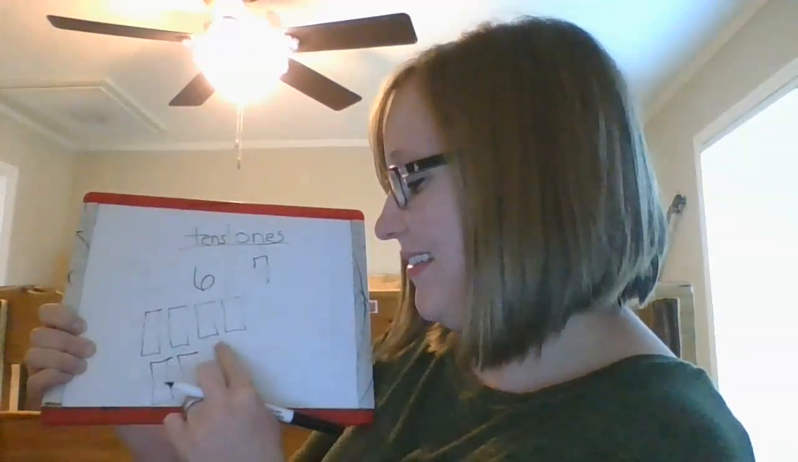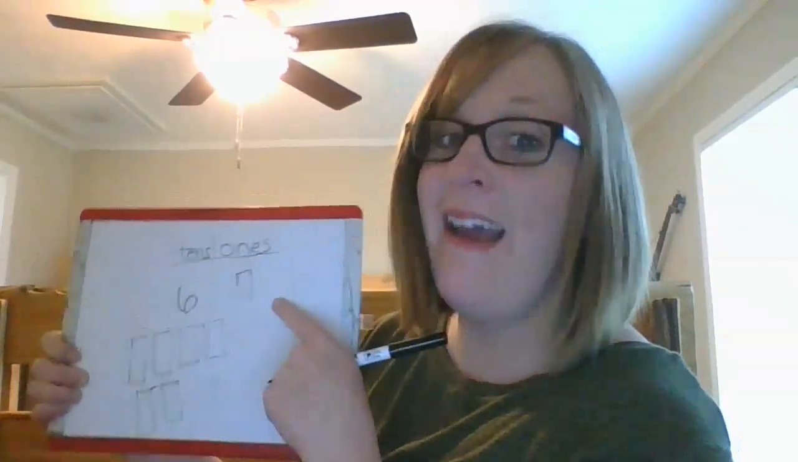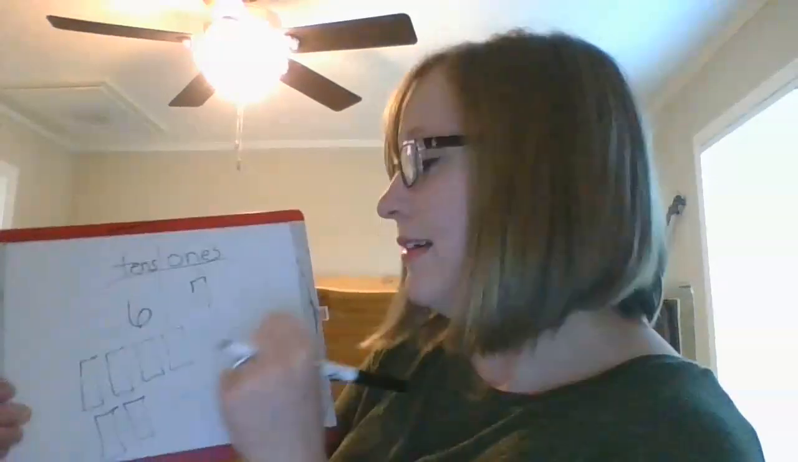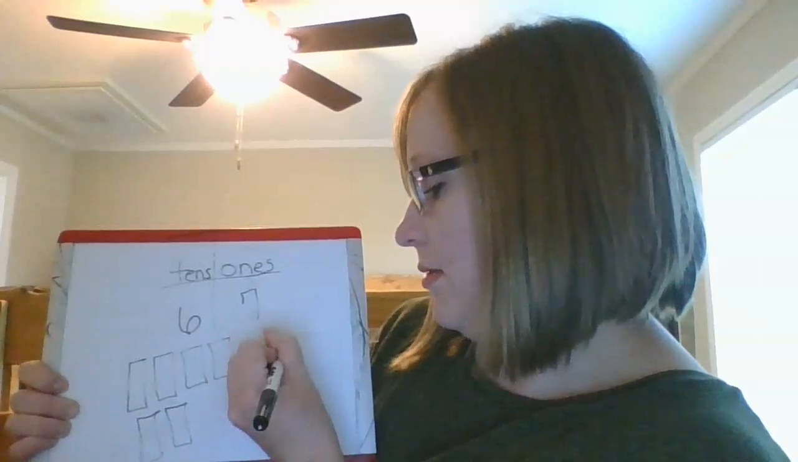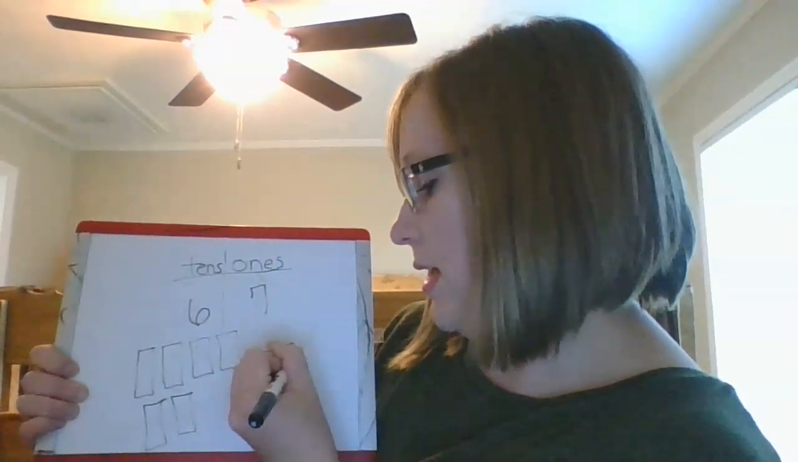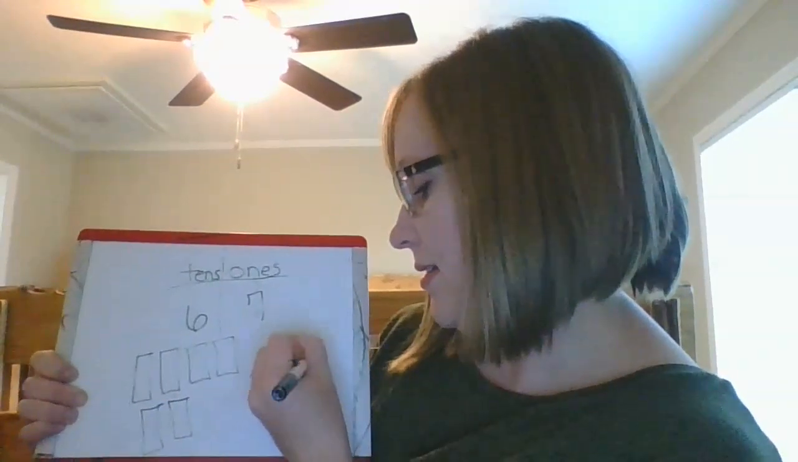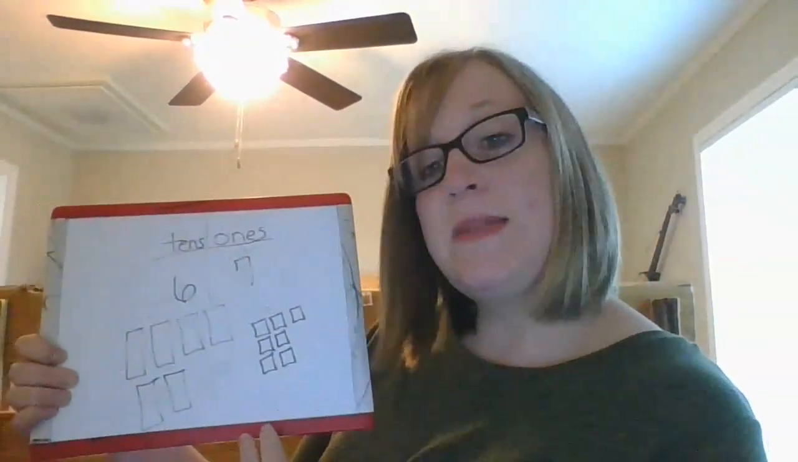Oh, I made a mistake. Let me erase that. 1, 2, 3, 4, 5, 6 tens. Now my 7 ones. Even teachers make mistakes and we have to check ourselves. All right, my 7 ones. Count with me. 1, 2, 3, 4, 5, 6, 7. All right.